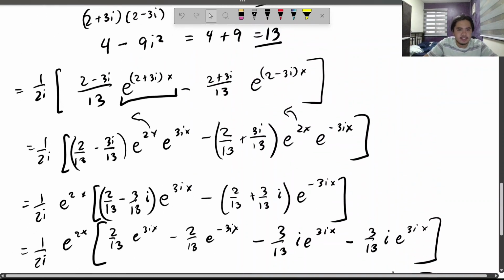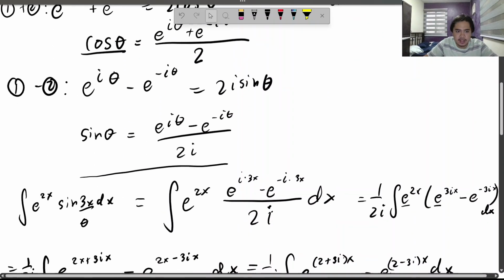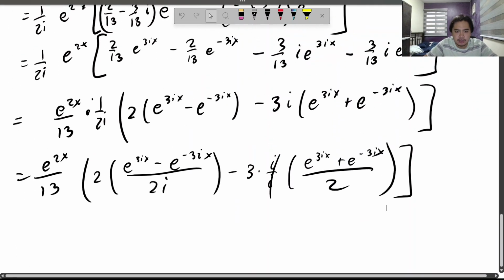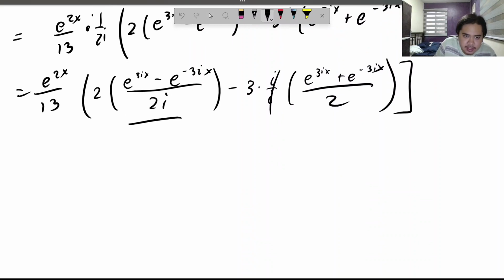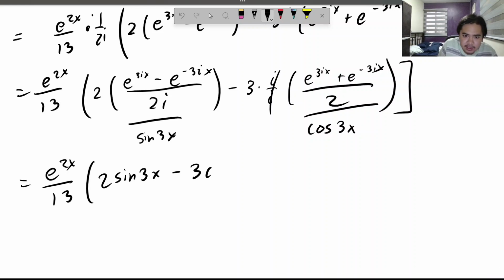What can we see here? So remember, cosine theta is e to the i theta plus e to the negative i theta over 2, and sine theta is e to the i theta minus e to the negative i theta over 2i. So this is sine 3x, this is cosine 3x. Alright? So let's rewrite everything in terms of the sine and cosine. So 2 sine 3x minus 3 cosine 3x plus c.